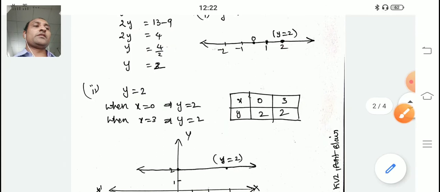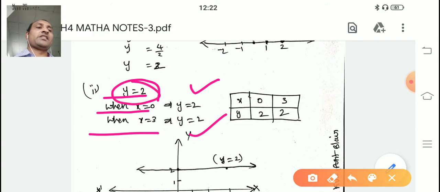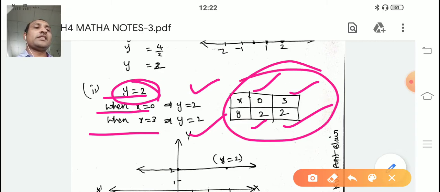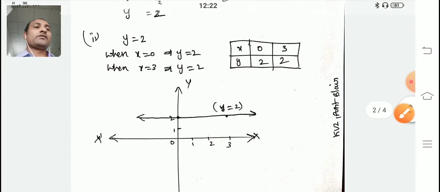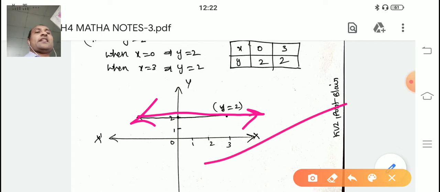Then in two variables, if I take y is equal to 2, whatever x value I take, the y value will not change, because y is equal to 2, as mentioned. That means x is 0, 3, so y is 2, 2, no change. Plot these 2 points on the Cartesian plane, then look at the graph. This is the line parallel to the x axis.